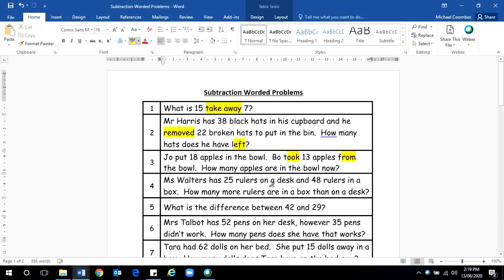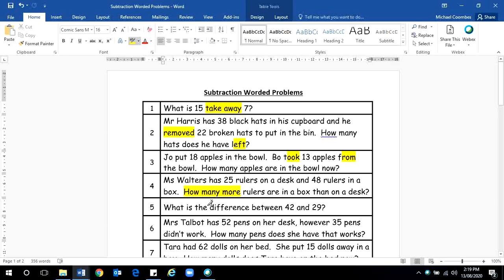Ms. Walters had 25 rulers on her desk and 48 rulers in her box. Now, the way that reads at the moment, it sounds like it's an addition type problem because she's got 25 and 48. However, when you keep on reading, it says how many more. Okay, when it says how many more, it means you need to take away one number from the other one. So how many more rulers are in a box than in a desk? Okay, so that means you can do 48, take away 25. You're not adding them together.